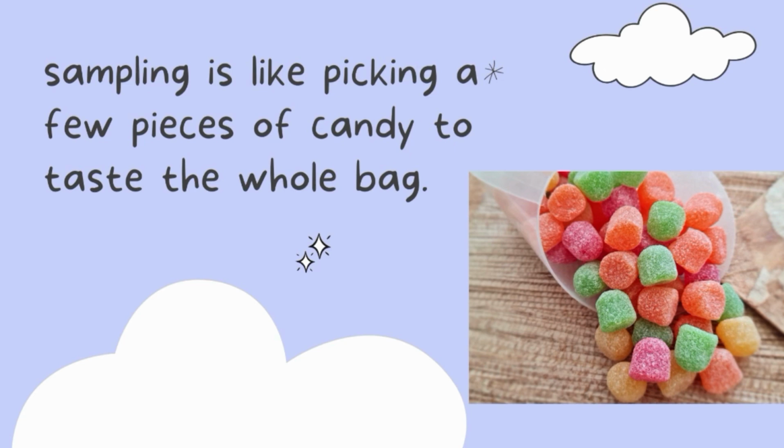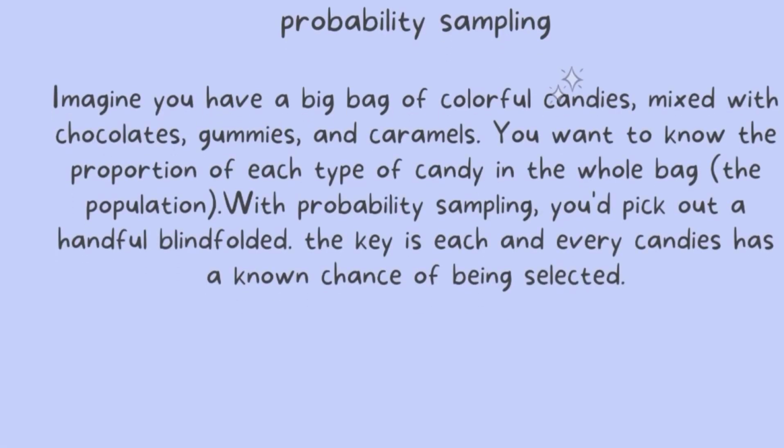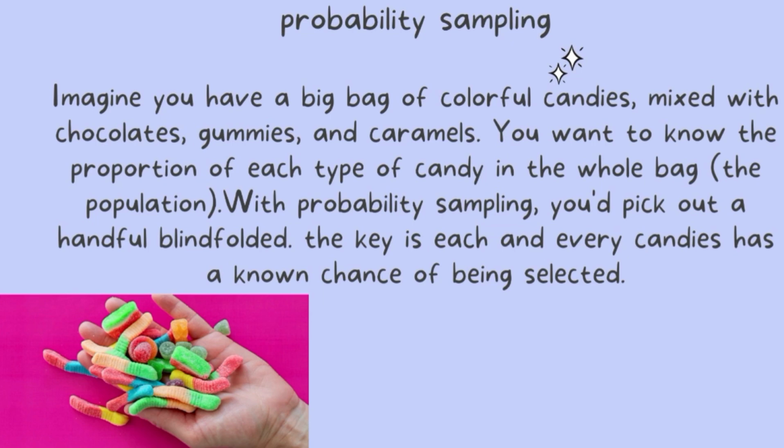So coming to the next one, the ways researchers do sampling. There are different types of sampling. We can divide it into two: probability sampling and non-probability sampling. Let's see what probability sampling is. As the name suggests, probability sampling is a sampling where every member of the population has a known chance of being selected for the sample. Each and every member of the population, or each and every unit, has an equal opportunity to be chosen.